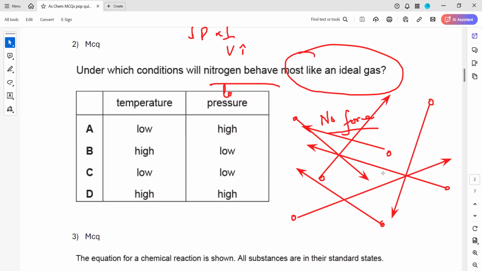That's the condition. So whenever we want the gas to act like an ideal gas, what is the condition for a gas to be ideal? The temperature should be high so that the molecules will have a minimum chance of interaction as they will move very fast, and the pressure should be low so that there will be large space between the molecules so they don't interact with each other.